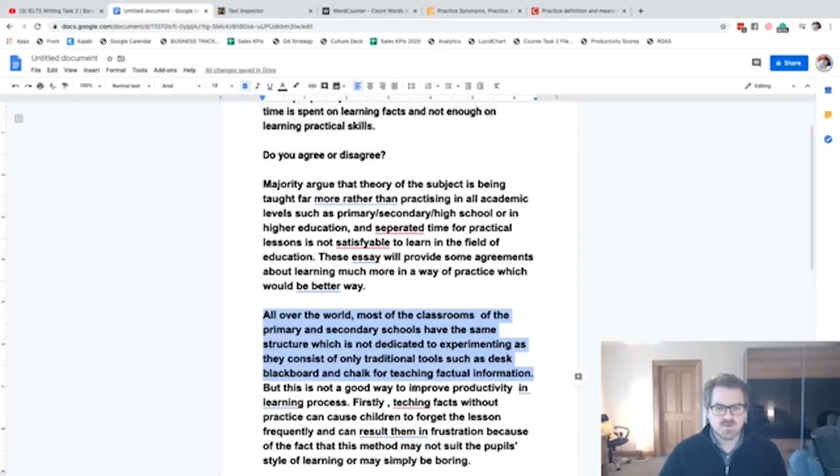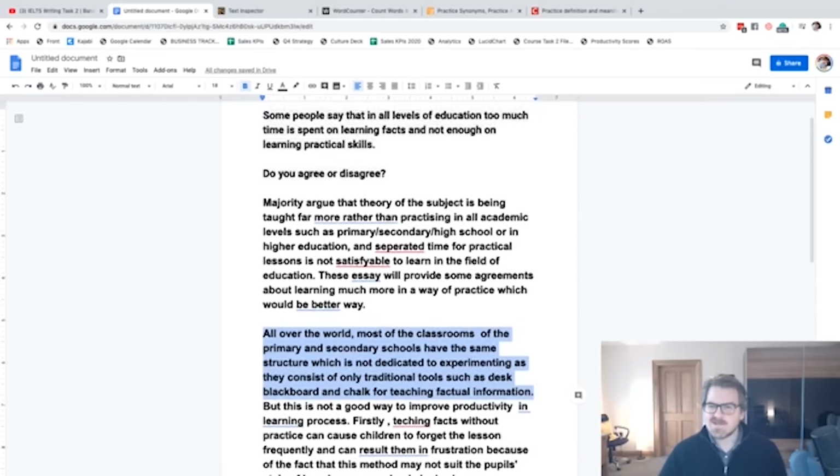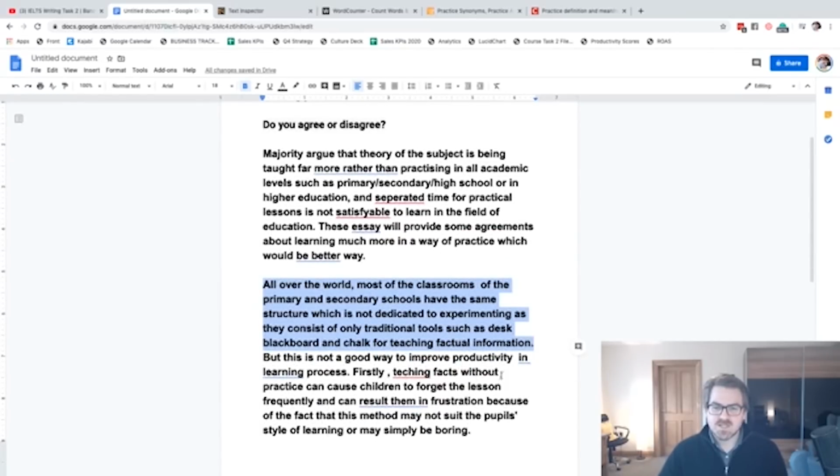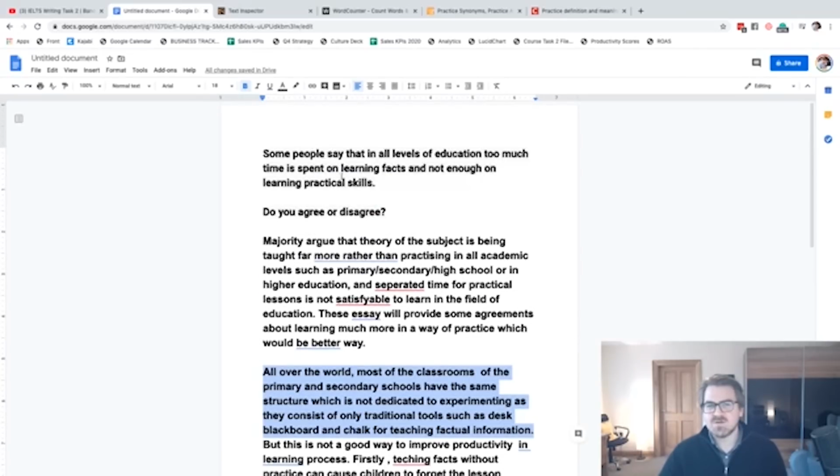But this is not a good way to improve productivity in learning process. Again, nothing to do with the actual question. Firstly, teaching facts without practice can cause children to forget the lesson frequently and can result them in frustration because of the fact that this method may not suit the pupil's style of learning and may be simply boring. Nothing to do with the actual question. The question is about too much time spent on learning facts and not enough on practical skills.